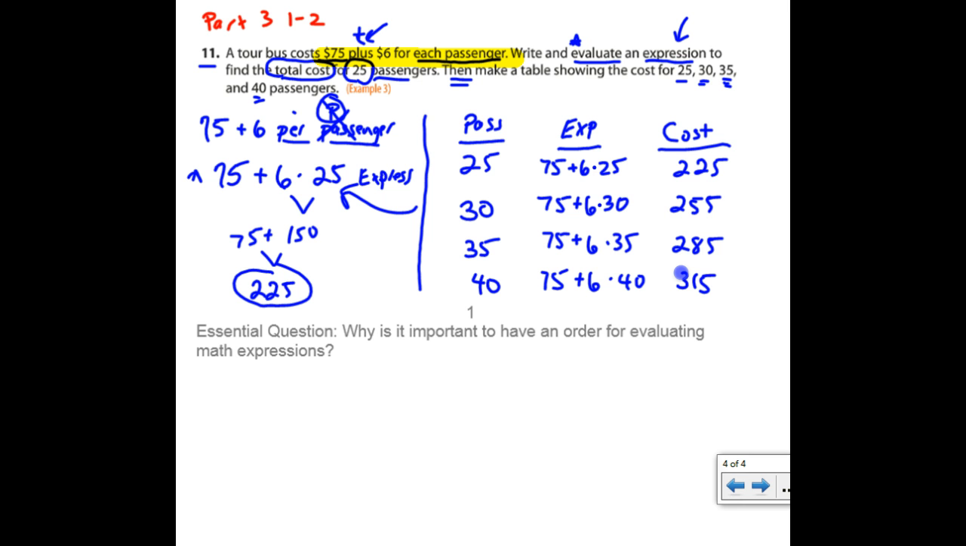So there it is. That's everything this question asked for. That wraps up section 1-2. I would like you to think about this though. The essential question: why is it important to have an order when we evaluate math expressions? I'd love for you to have an answer for me when you come to class.